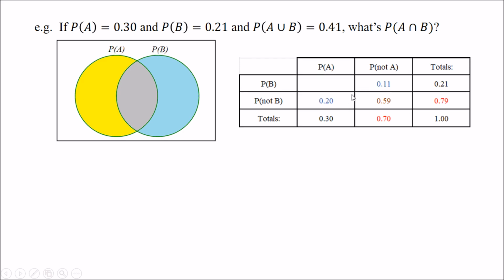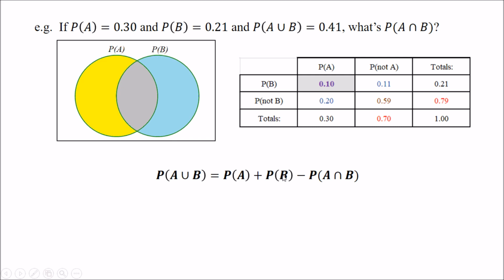And once I get those, I can quickly get this one, and that's 0.10, and that was the answer I was looking for. What's the probability of A and B? That's the intersection of probability of A with the probability of B. So that's my answer.